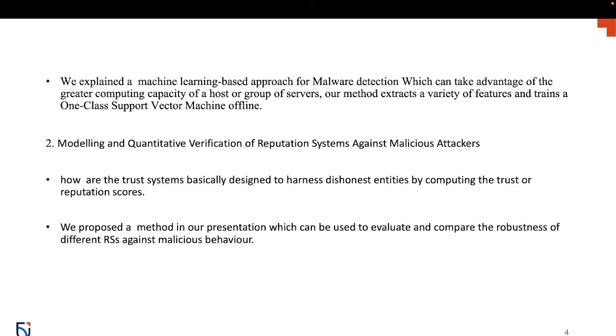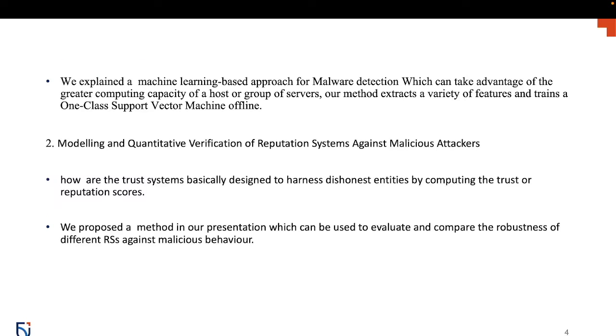Trust systems typically assign a trust value to each pair of entities by evaluating their direct or indirect experiences, while reputation systems compute a single score for each entity based on the aggregation of all entities' experiences. We propose a method in our presentation which can be used to evaluate and compare the robustness of different RSs against malicious behavior.